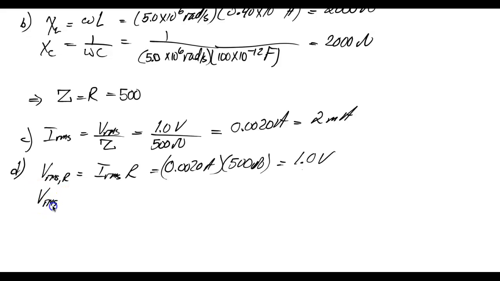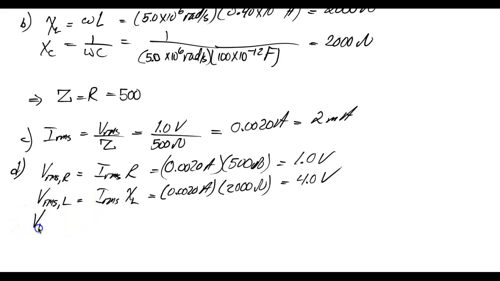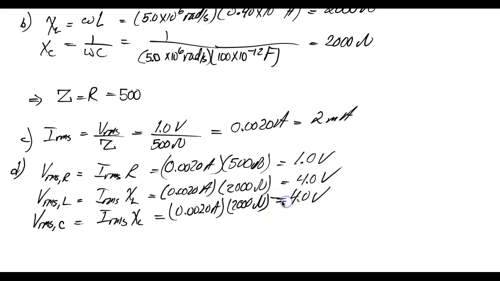The RMS voltage across the inductor is I RMS times the inductive reactance, 0.0020 amps times 2000 ohms, which is 4 volts, and likewise V RMS for the capacitor is I RMS times the capacitive reactance, which is equal to 4 volts again, just like the inductor's RMS voltage.